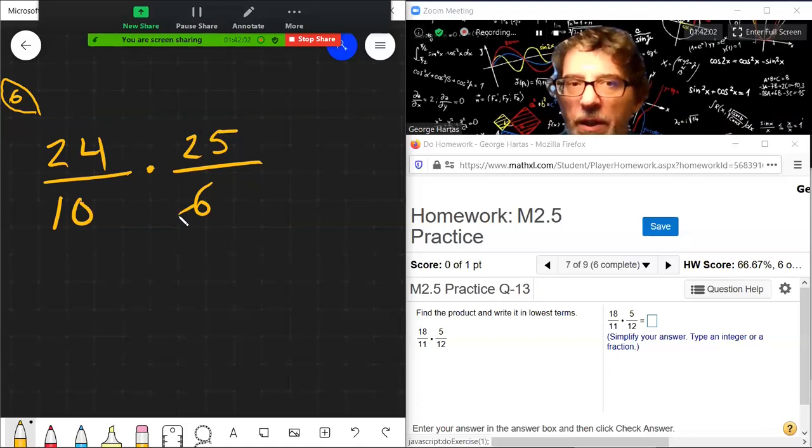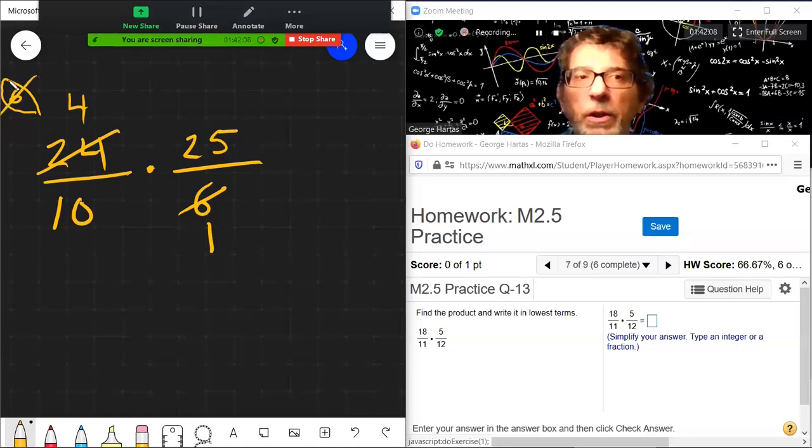6 divides into 6 one time. 6 divides into 24 4 times. Cross out the thought bubble. We don't need it anymore. Wow, we made a huge difference in that reduction, right? We're reduced by a factor of 6. Nice. And let's look one last way this way.